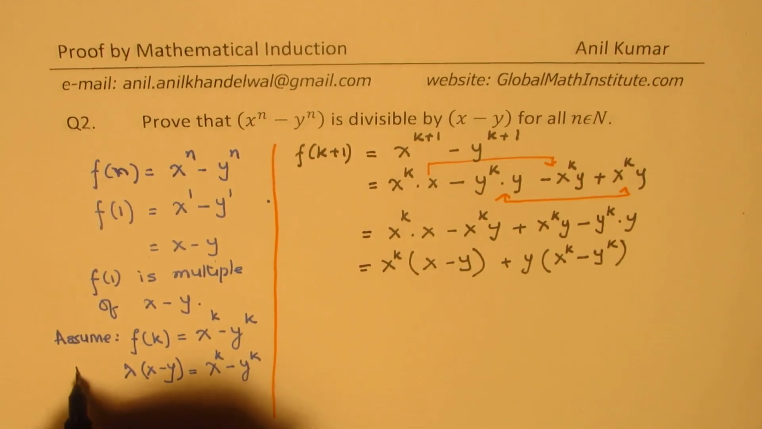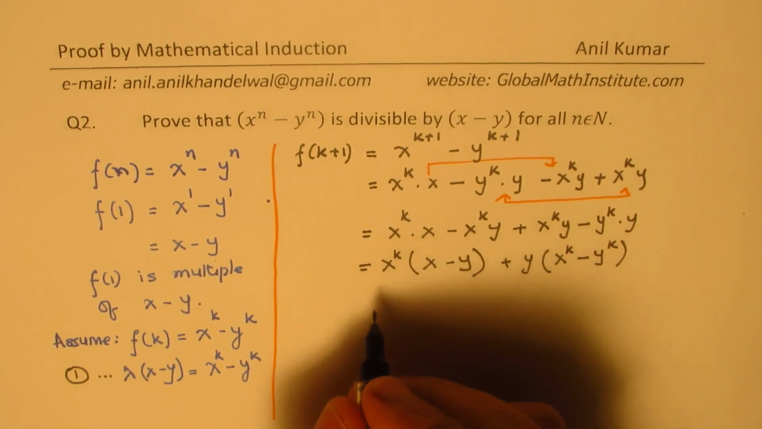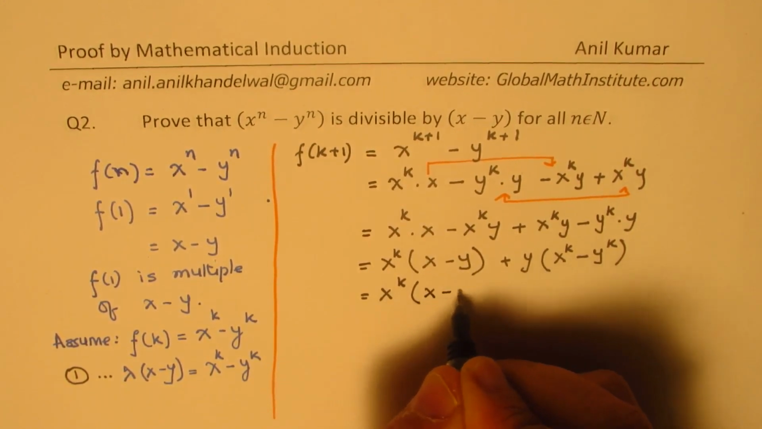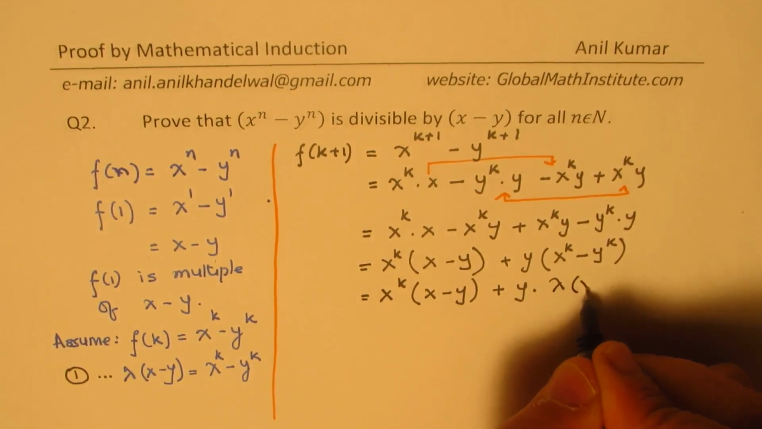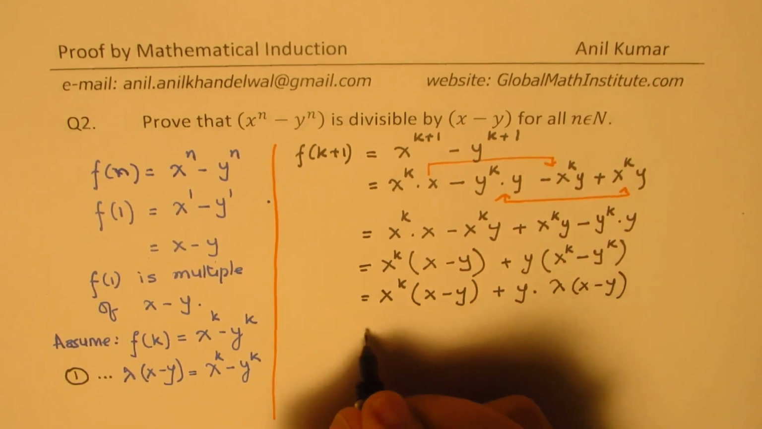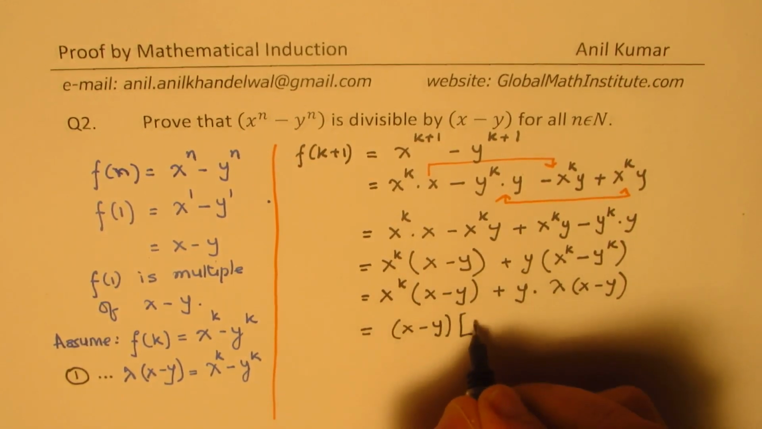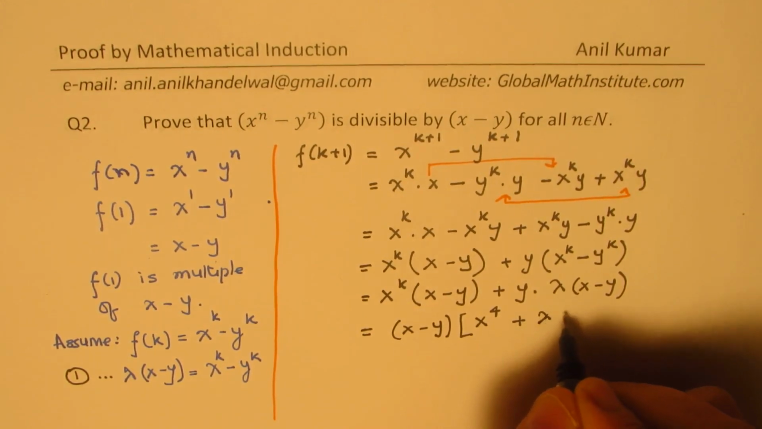Now this statement here, which is our assumption, is that f(k) is true. That is, x to the power of k minus y to the power of k is lambda times x minus y. So we can substitute that here. So what we get here is x to the power of k times x minus y plus y times lambda times x minus y. So x minus y becomes a common factor. And what we get here is x to the power of k plus y times lambda, or lambda y.